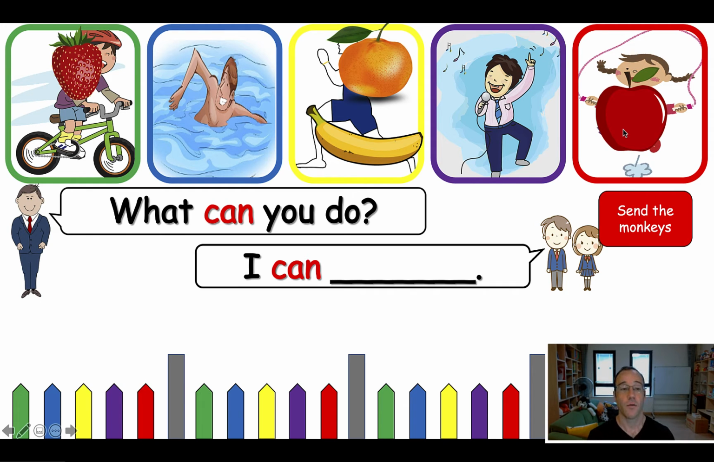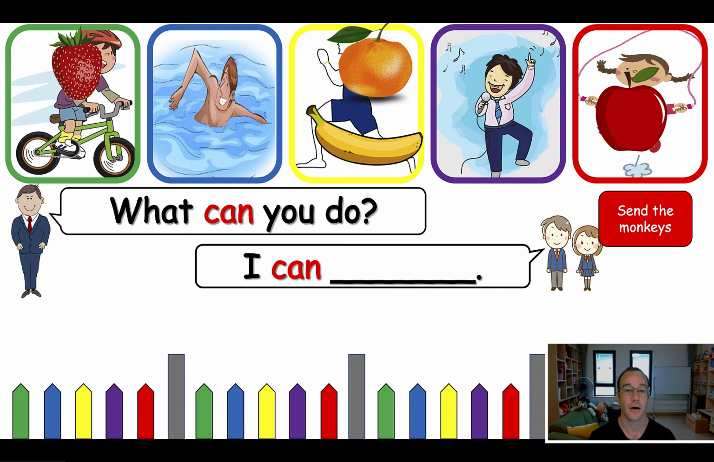Okay, now the next thing we're going to do is send the monkeys. There will be 4 monkeys. Sometimes there's 3. In this template, I've given you all 4 each time. You can delete one of them if you like. You can only have 1 monkey if you want. It's as easy as clicking on it and just deleting them.